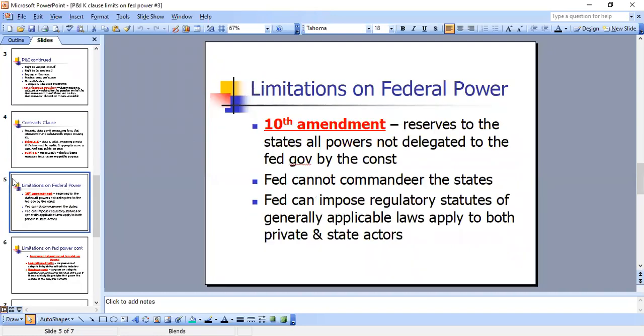Now that's the end of limitations on state powers. Now we're going to move to the limitations on federal power. Of course, we talked about the 10th Amendment, the police powers, in my other video. It reserves to the states all powers not delegated to the federal government by the Constitution. The federal government cannot commandeer the states. The federal government can impose regulatory statutes of generally applicable laws applying to both private and state sectors. So they can, if it's generally applicable. So those are some arguments on your exam or your essay.